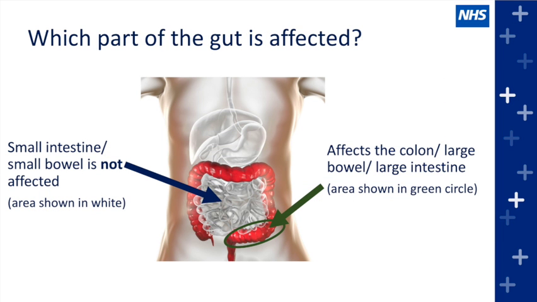So which part of the gut is affected with diverticular disease? For those of you who haven't considered the anatomy of the abdomen since school, this is a picture to show. The red coloured area is the colon, also known as the large bowel or the large intestine. The area in the middle of it, in white, is the small intestine or small bowel. The diverticular disease that we're covering in this webinar most commonly occurs in the bottom left-hand side of the abdomen in an area called the sigmoid colon, which is shown here on the lower right picture, as you can see with the green arrow.